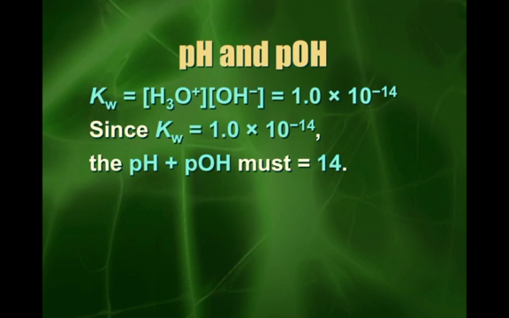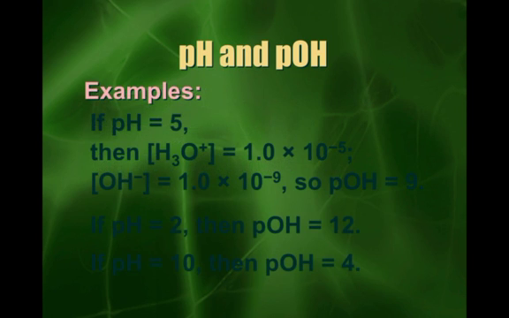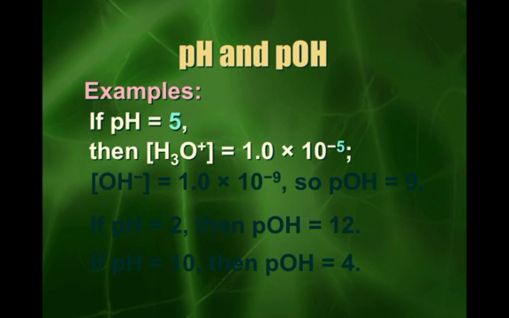So if I tell you the pH is 10, then you should know immediately that what plus 10 is 14? 4. So the POH is 4. If I tell you the POH is 7, well, let's not do 7. If the POH is 12, what plus 12 is 14? 2. So the pH would be 2. Very simple formula there, but very important and very effective. Here's a simple example. If pH is 5, then the hydronium ion is equal to 1.0 times 10 to the negative 5th.